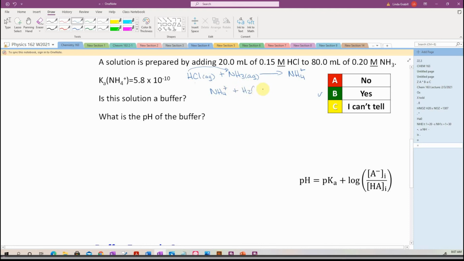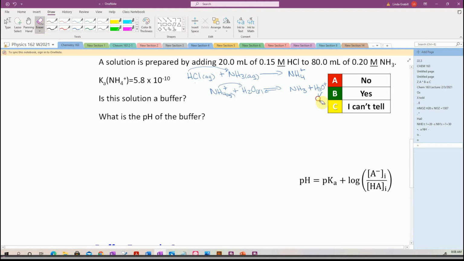plus H2O, yielding in both directions, liquid, aqueous, my ammonia. And I could write that and water, it doesn't matter. So what have I done? I'm sorry, plus H3O+. Oof, pay attention. I'm donating a hydrogen, plus H3O+.